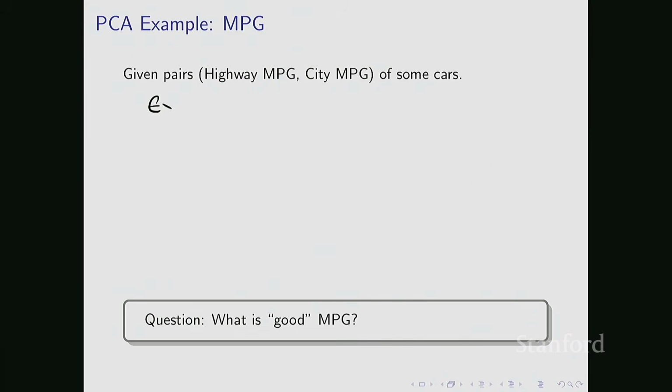All right. So here's the data that we have. We're given cars, and we're given pairs of these cars, okay? And so the idea here is we have, not a very good axis. This is going to be city miles per gallon.